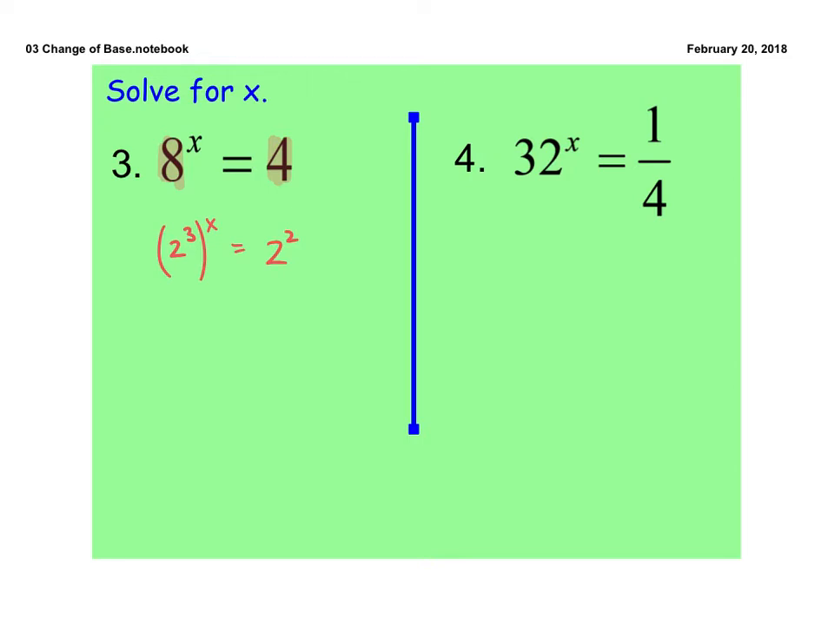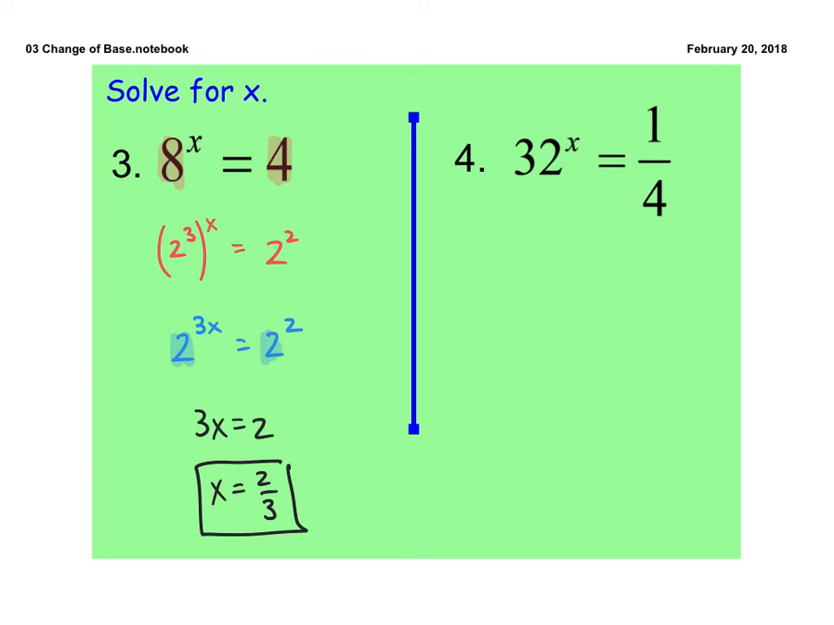I'm going to use my properties of exponents to write this as 2 to the power of, remember we multiply those, so that's going to be 3x, and obviously I'm going to keep this one because I want my bases to be the same. So now that my bases are the same, 2 and 2, the exponents 3x and 2 must be equal. And so therefore, x must be 2/3.